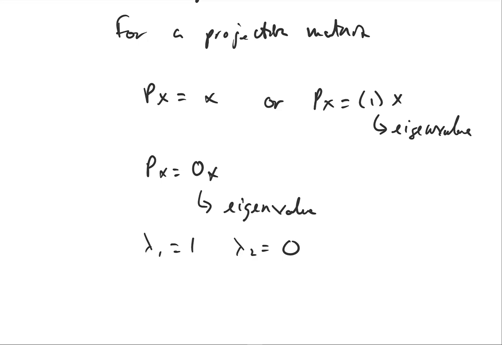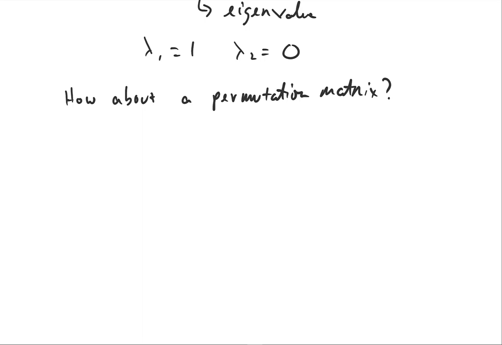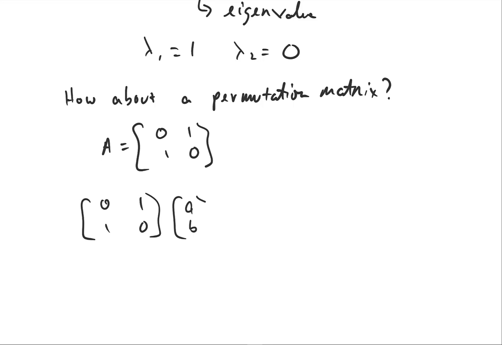Another type of matrix that we know about is a permutation matrix. So here's an example of a permutation matrix. This matrix permutes x1 and x2 in the equation Ax. So if we just think about what it does, for example, if I take the matrix 0, 1, 1, 0 times A, B, I get B, A. It's just permuting them, it's switching them.